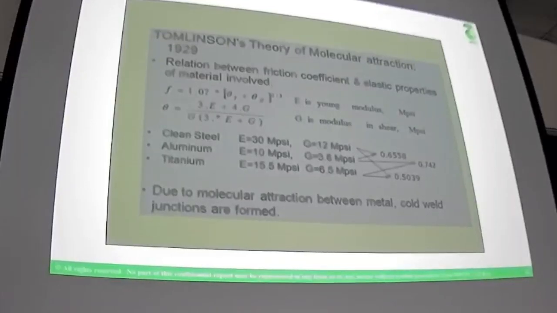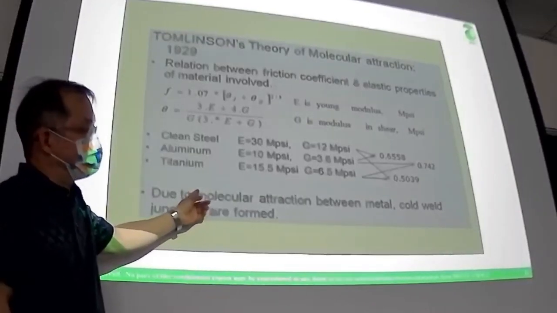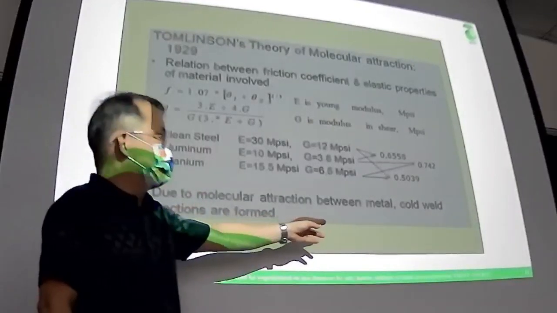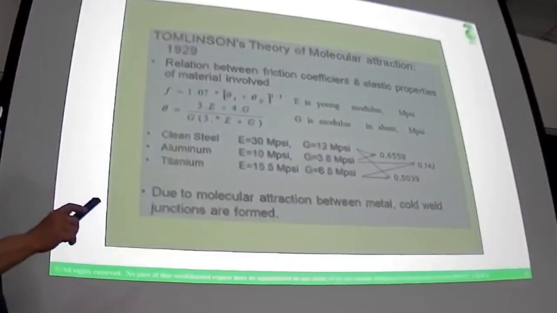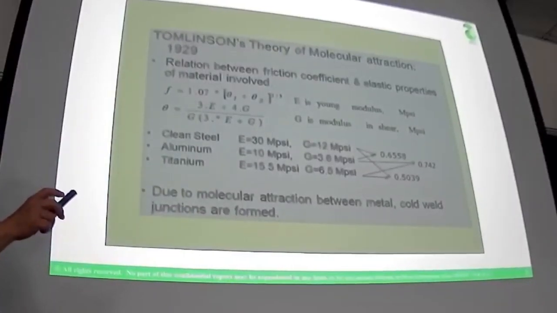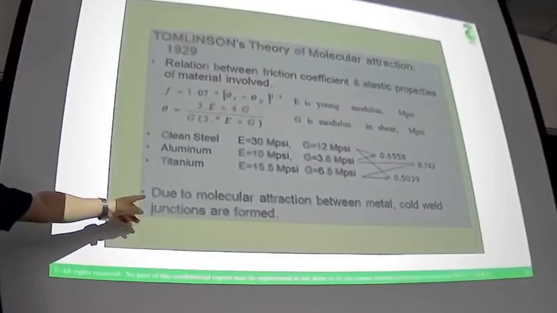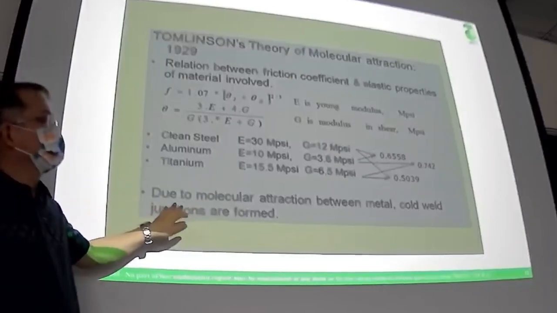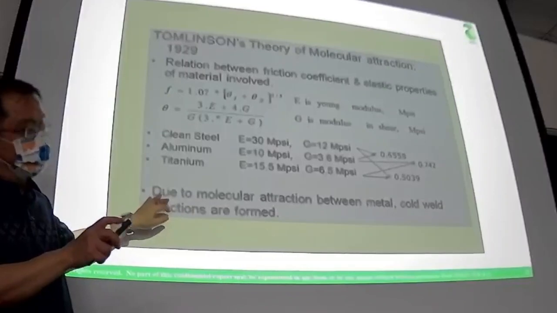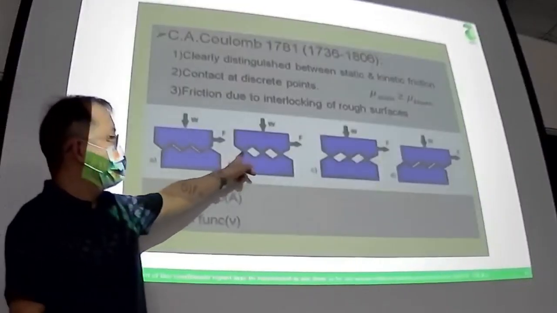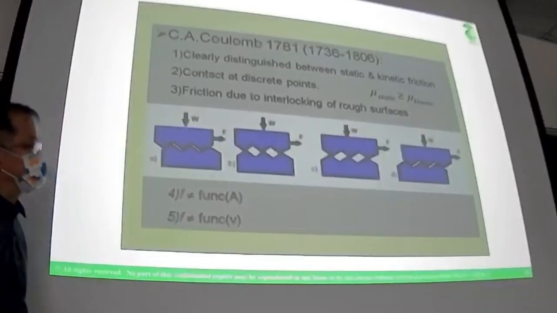Due to the molecular attraction between the metals, cold-welding junctions are formed. So if you have a contacting force on top of one body, when the force is applied, you have cold-welding junctions between these two contacting bodies.